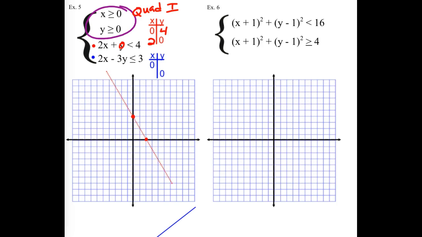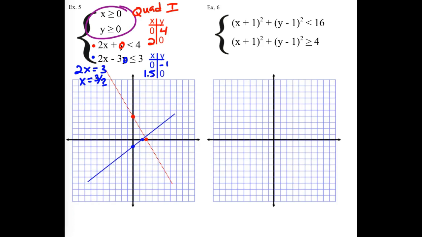All right, looking at our blue one, putting a 0 in for x, we have -3y has to equal 3. So y would have to be -1. And then if we put a 0 in for y, we have 2x equals 3. Dividing out the 2, we'd have x equals 3/2 or 1.5. So our x-intercept is at 1.5. All right, connecting those two with a line.